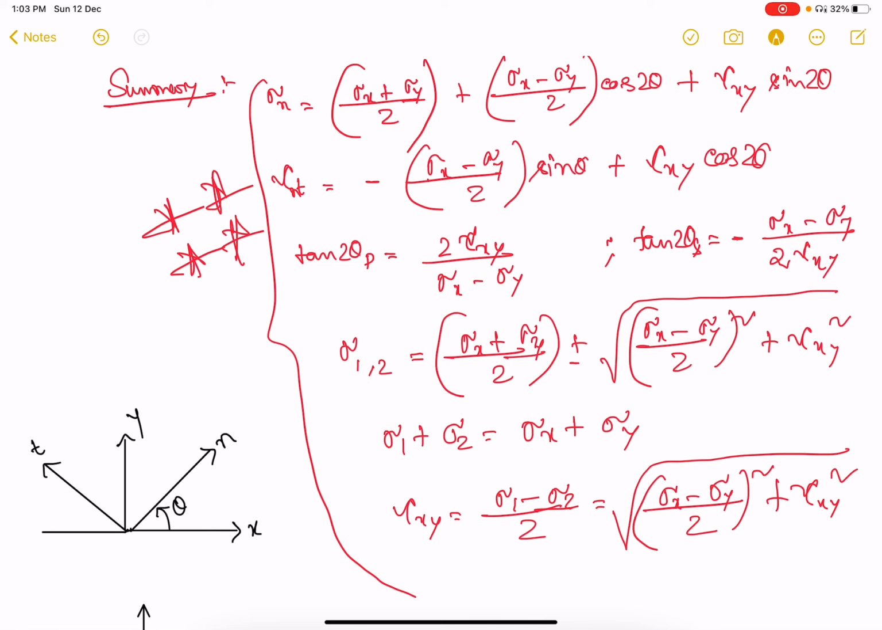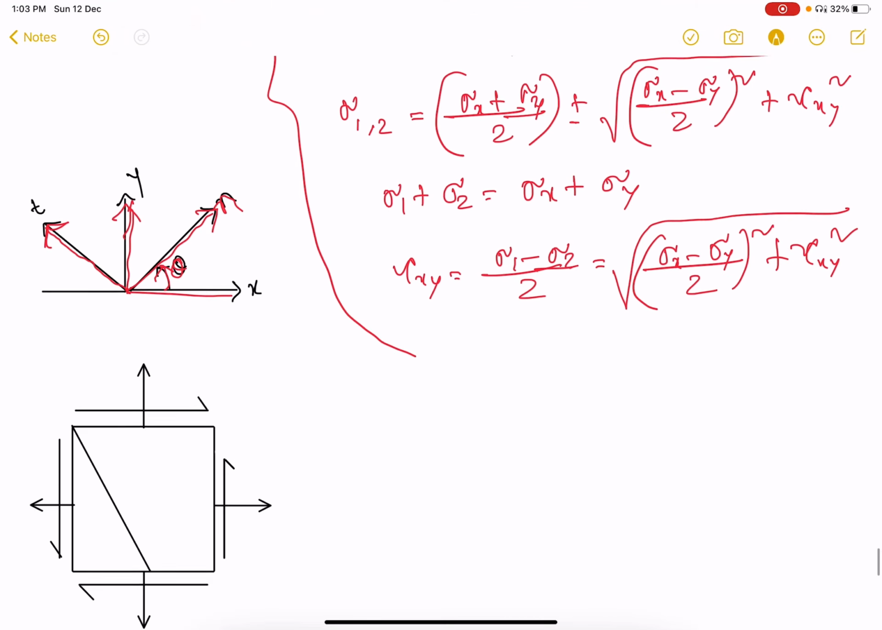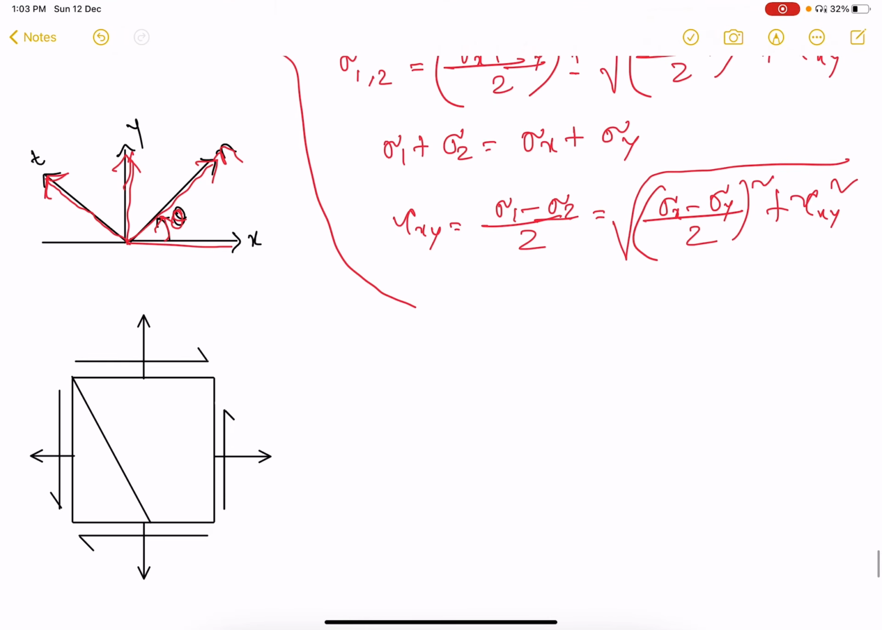Whenever we have to find the stresses on an inclined plane, where sigma x is along this direction and sigma y is along this direction, and we rotate by an angle theta in the anti-clockwise direction, we have to find the normal stress and the tangential or shear stress. Sigma x is this normal stress, and sigma y positive. This sign convention you have to follow.